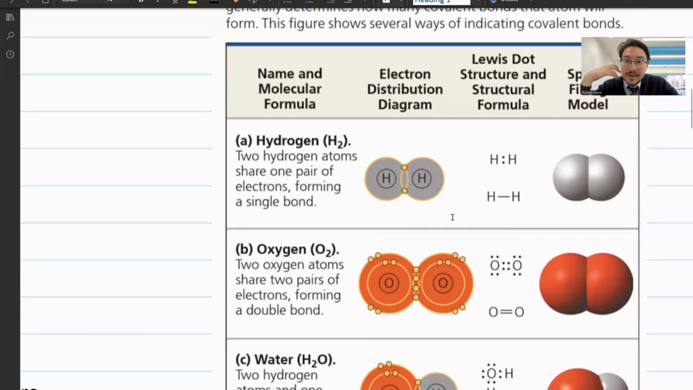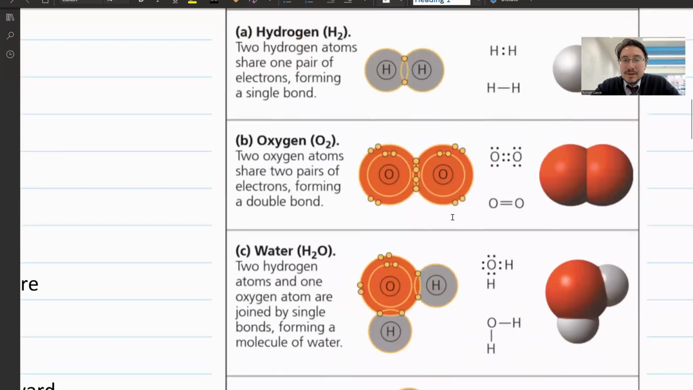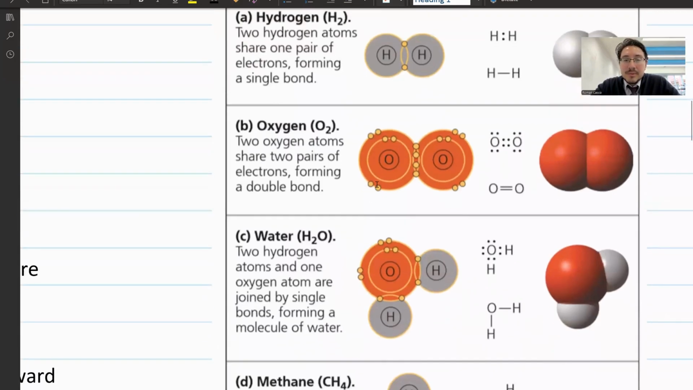You can actually share more than one electron. Here you have an oxygen molecule, where one oxygen is bonding to another oxygen, and they're sharing four electrons with each other. You refer to this as a double bond, where you have two pairs of electrons being shared amongst these two atoms.